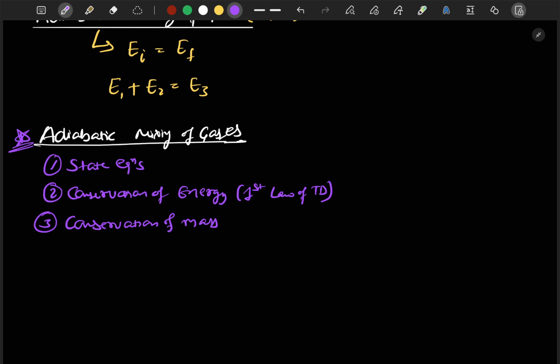So I think that will be it for today's lecture. In the next lecture we will solve some questions, and we will also see how these three conditions are used in questions. Thank you for today.